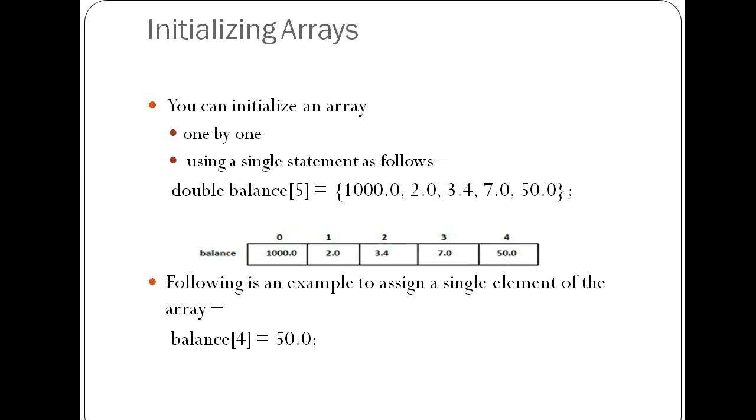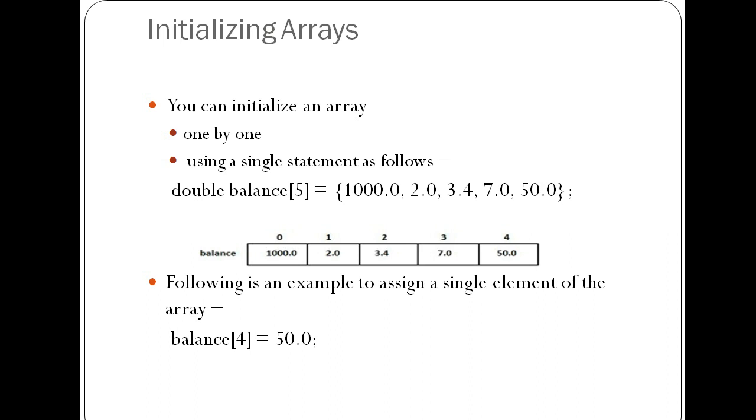that is 1000.0, 2.0, 3.4, 7.0 and 50.0. This is our balance array of type double. So this is how the memory location looks like, and it is a continuous allocation of memory locations. That is, it's not like balance of 0 is here and balance of 4 is somewhere else. It is not like that. It's a continuous allocation of memory.